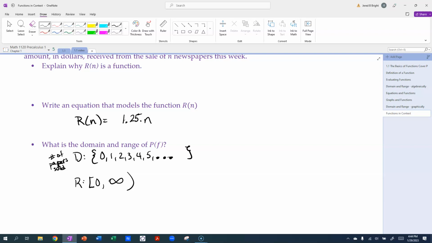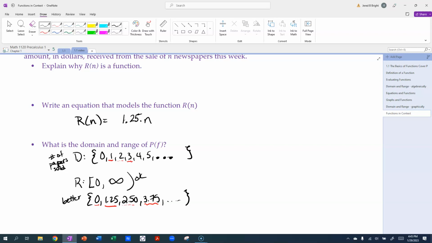You technically have to say that it's, so this is okay. What is better would be to say it's 0, 1.25, 2.50, 3.75. So this would be like a mapping, because 0 newspapers would give you $0. 1 newspaper would give you $1.25. 2 newspapers would give you $2.50. 3 newspapers would give you $3.75. So this would be a better answer for your range. However, I understand if you were to write 0 to infinity.